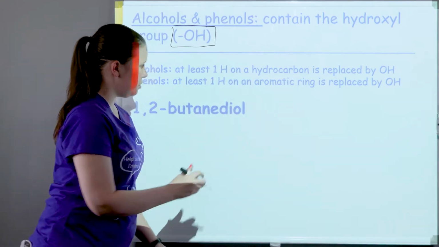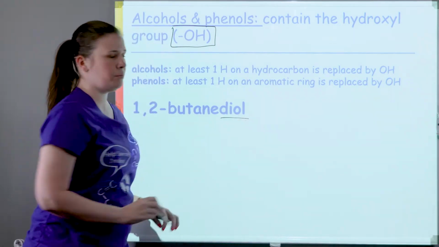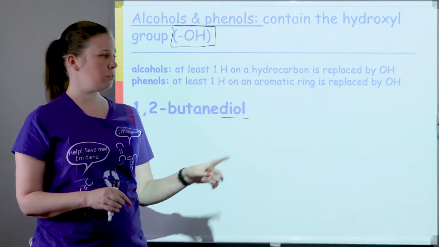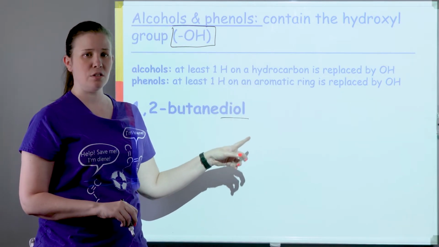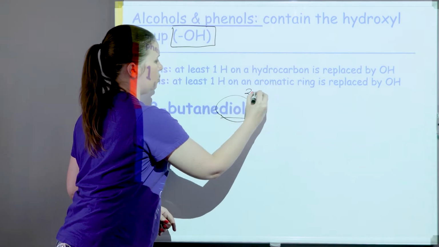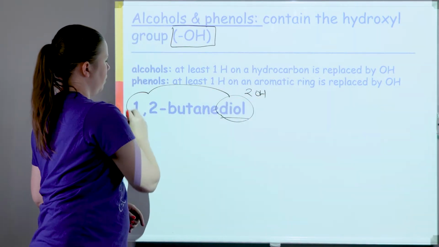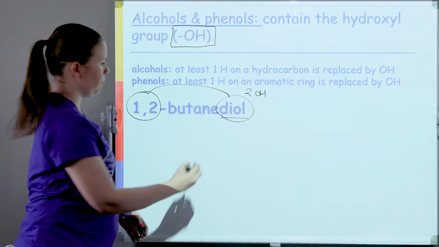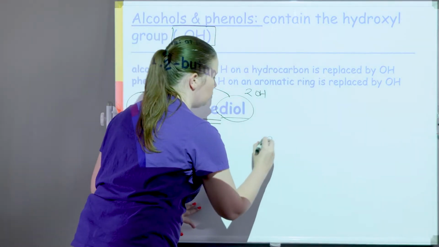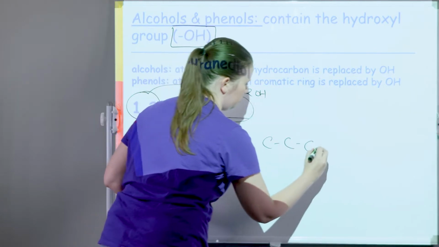Okay, now let's look at a diol. Remember, diene meant 2 double bonds, so diol is just going to mean 2 of the alcohol groups, or 2 of the OH groups. And then the number will tell me where. So let's start by drawing our base molecule, butane, which would have 4 carbons.